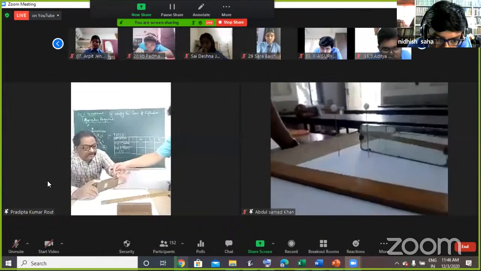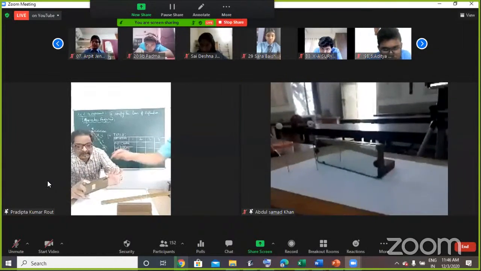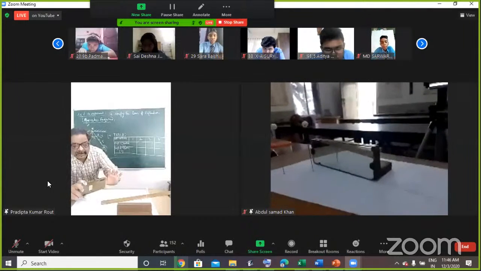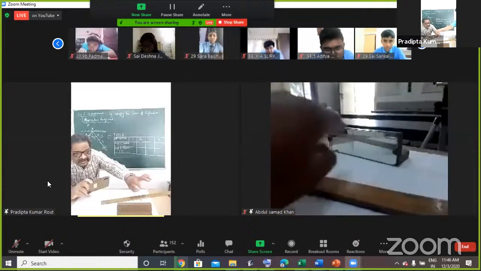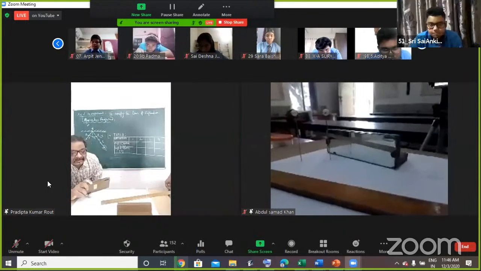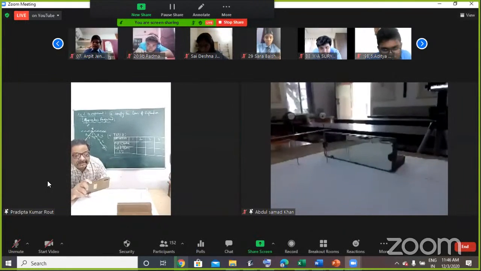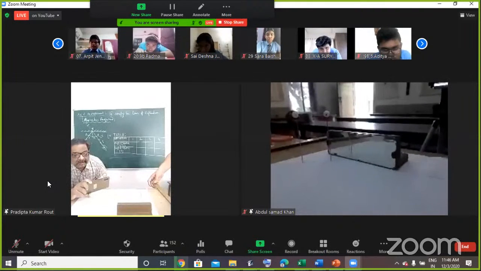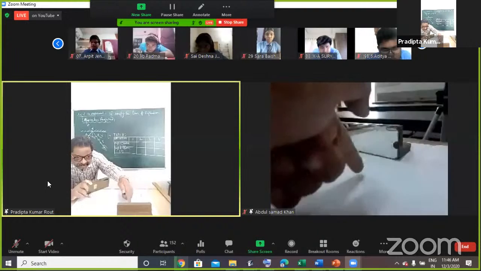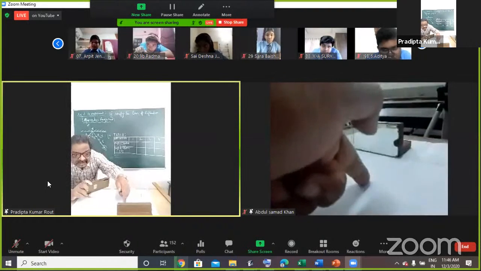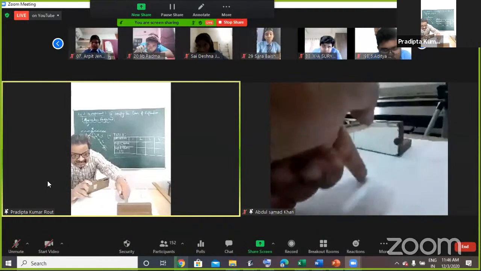Yes, sir. Now the image of these two pins. See, can you see through the mirror? Yes, sir. Okay. Seeing the image of these two pins, I have to put another two pins this time. Here one and here one, by seeing the image. Okay.